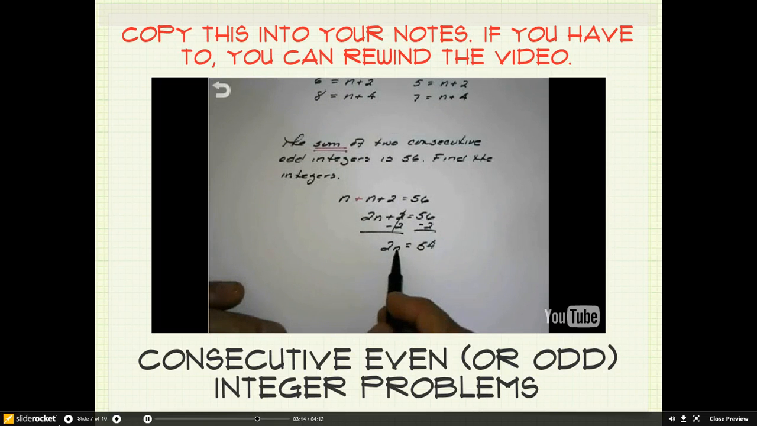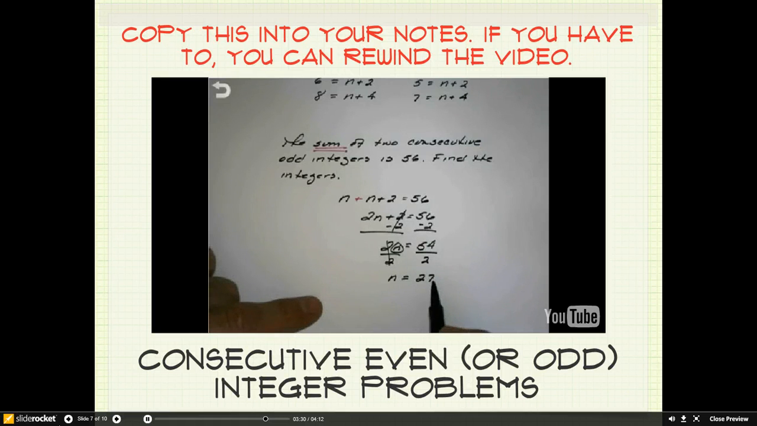Now 2 times n, so I divide by 2. 2's cancel. I'm left with n. I've got to remember to divide by 2 on both sides. So n equals 54 divided by 2 is 27. Notice I got an odd integer. So n equals 27, and n plus 2 is equal to 27 plus 2, which is equal to 29. So my two integers are 27 and 29.